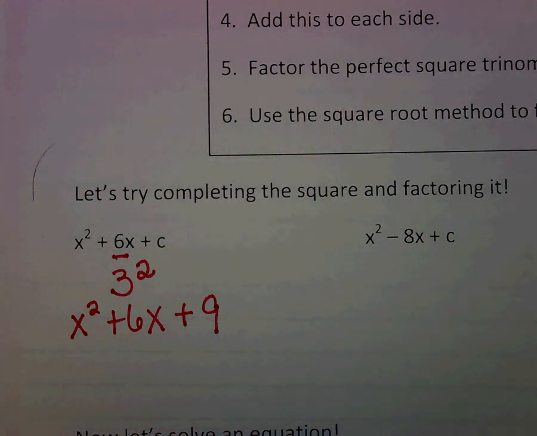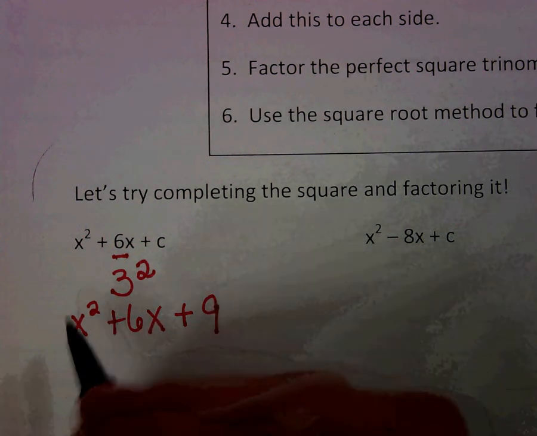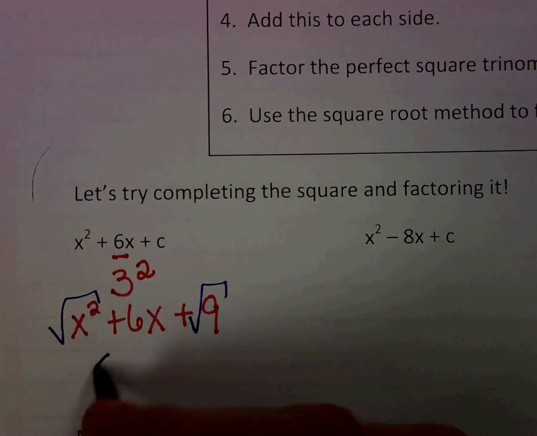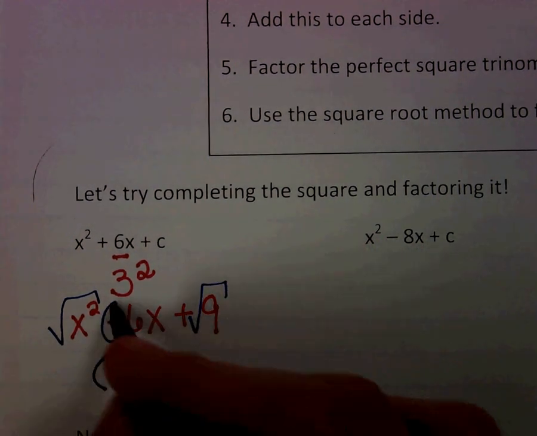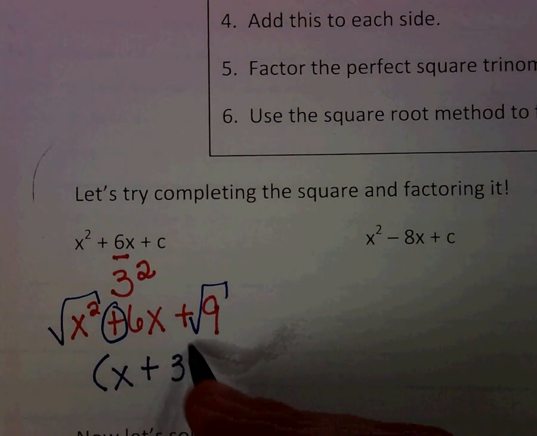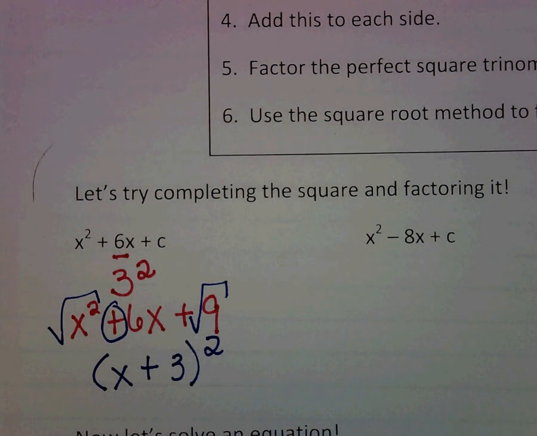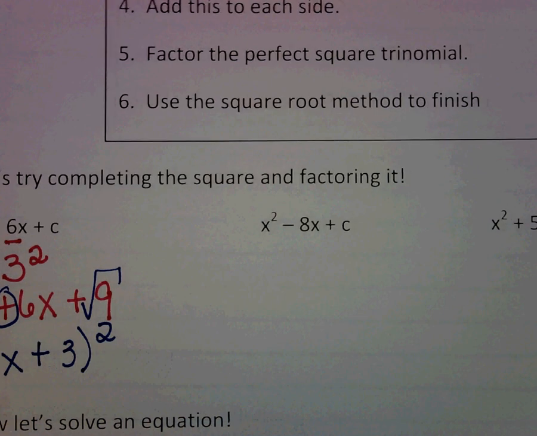So then our next step would be to factor it. Well, we talked about perfect square trinomials. All we have to do is take the square roots of the first and last term, and then this will tell you what sign to put in the middle. We know it's a perfect square trinomial because we made it a perfect square trinomial. Okay? So that's all that's involved with completing the square. That would be steps 3 and 5 in the box above.